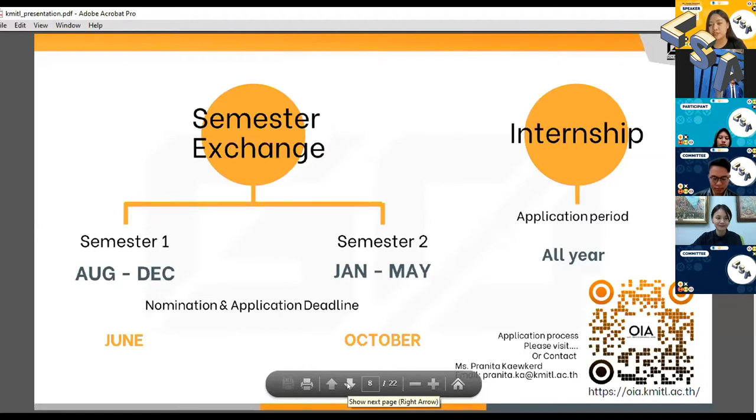Another program is the internship. The theme of the internship program is that you have a chance to do research or a project with an advisor here in Thailand. We will match the perfect professor for you, depending on your research project, your topic, and your interested study plan. So you can be sure that we will match your study plan with the right professor. If you would like to know more about the application process or the exchange program, please feel free to visit our website at oia.kmitl.ac.th, or you can email me directly as well.